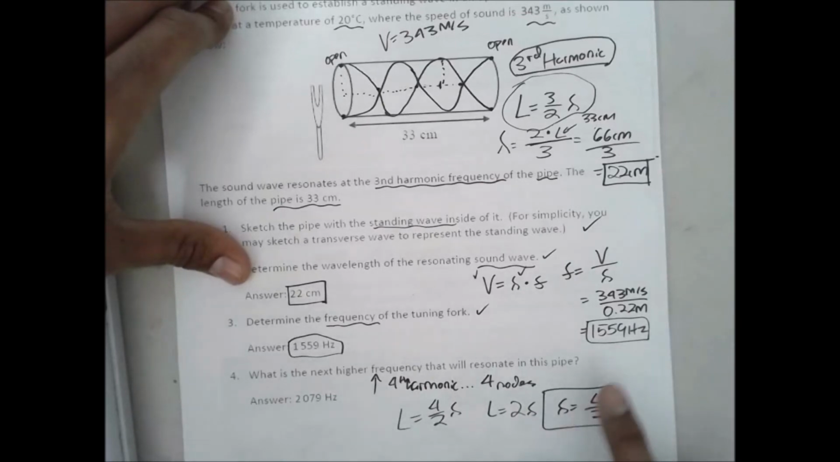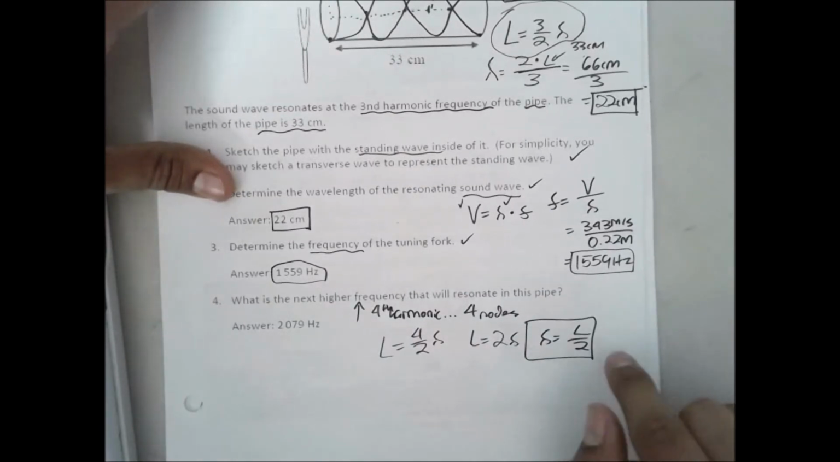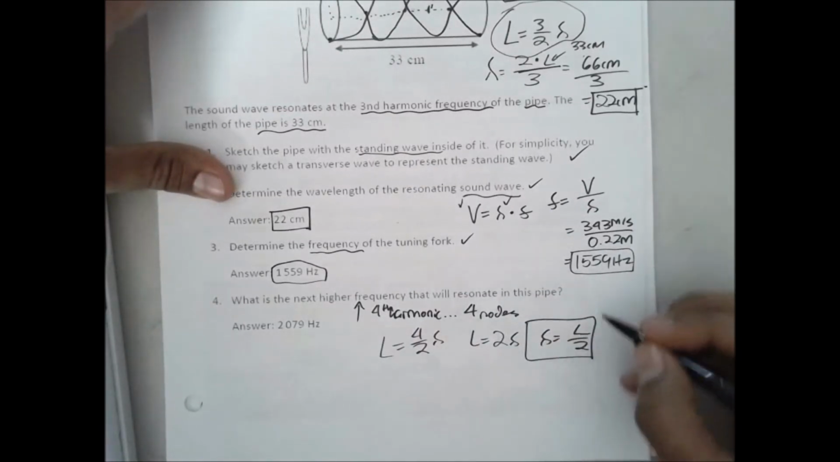Now if we know that the wavelength will be equal to L over 2, because it's the 4th harmonic, we know that L is going to be 33 centimeters. The L doesn't change.